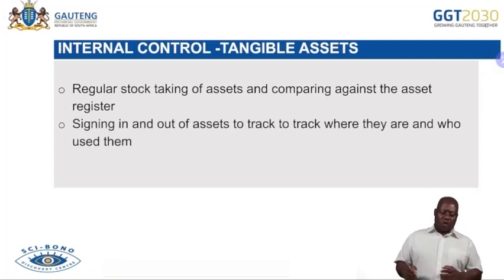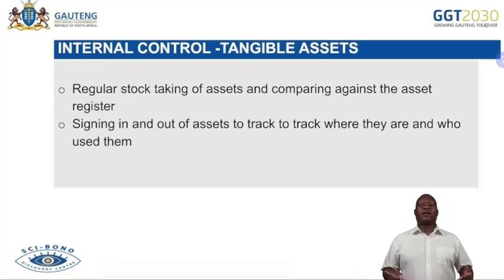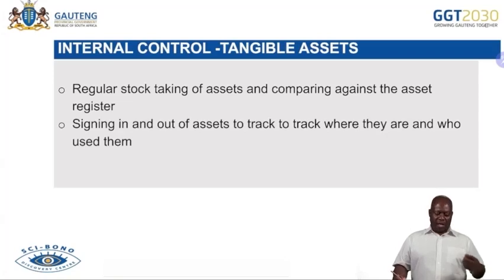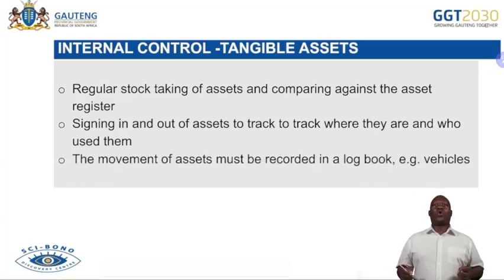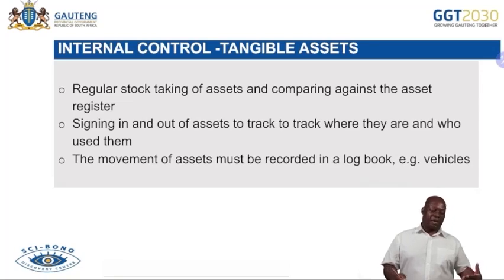Signing in and out of assets to check where they are and who is using them. If a laptop is allowed to leave the building, know who is having a laptop today. So someone should sign it out and someone should sign it in. And then we know exactly where our assets are at all times. The movement of assets must be recorded in a logbook, e.g. vehicles. Don't allow vehicles to leave the premises when you don't even know what the mileage was when they left and who took the vehicle out, because you won't know where they are and there is going to be a problem.